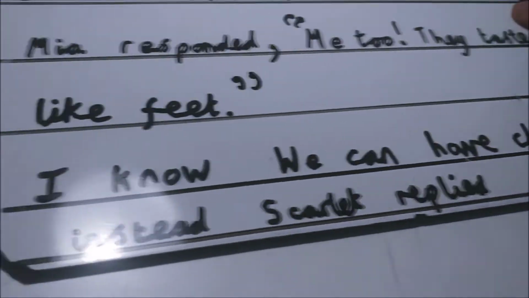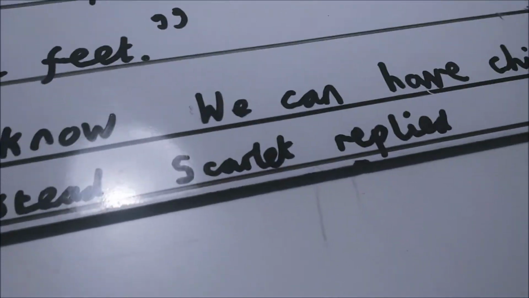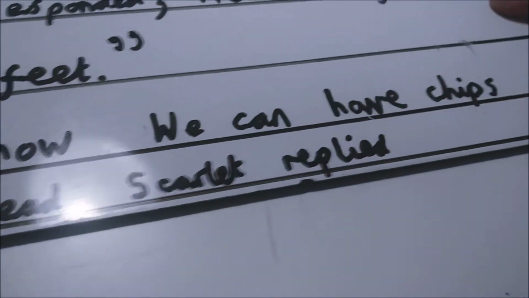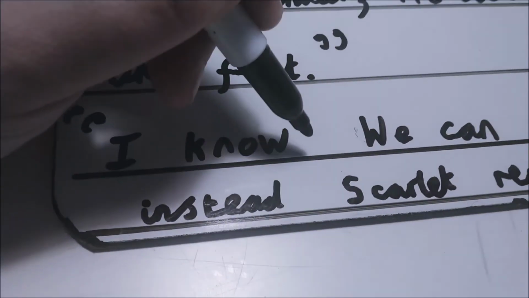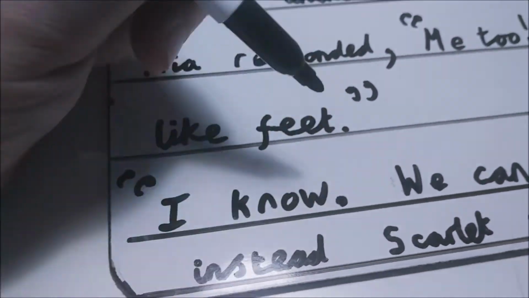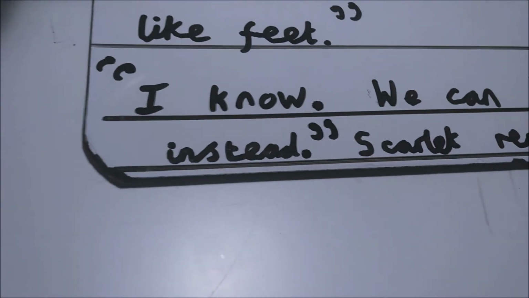"I know, we can have chips instead," Scarlett replied. So Scarlett is saying all of that. We're putting who said it at the end. So, inverted commas before I know, we can have chips instead. Again, capital W for the we, so that we know there's some punctuation there. Full stop. It's the end of the sentence. Inverted commas. Scarlett replied, and full stop at the end of the sentence.